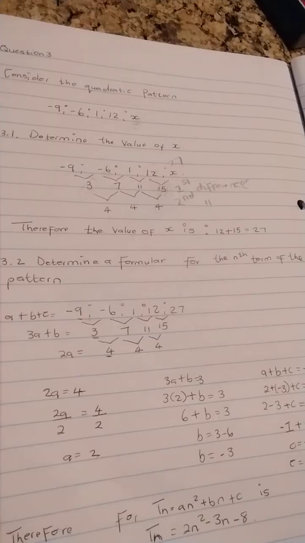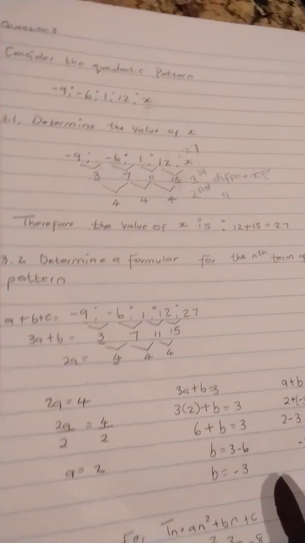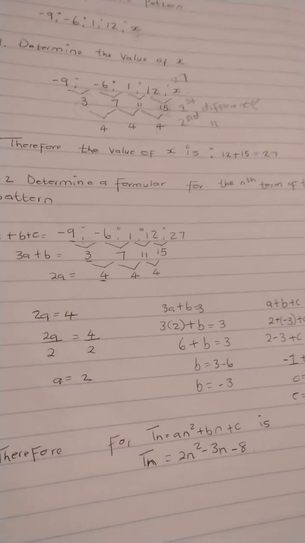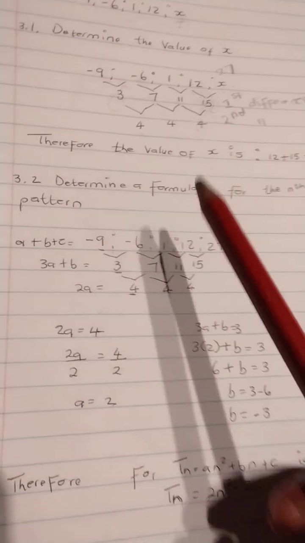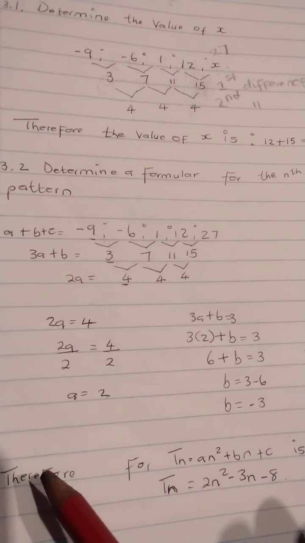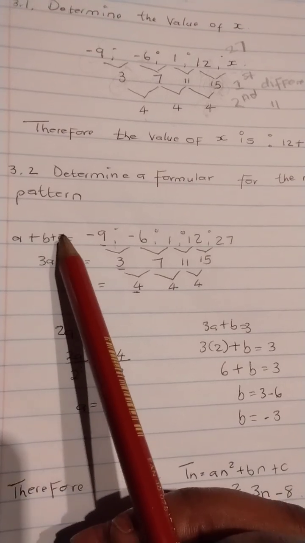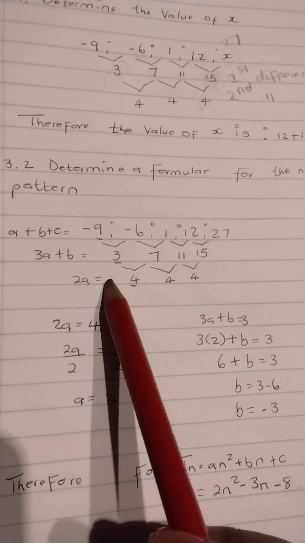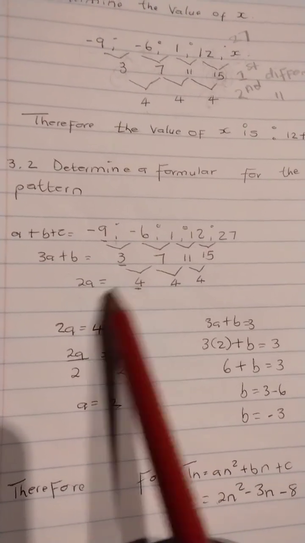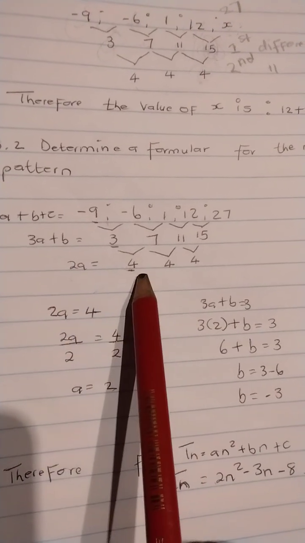The next question says that we must determine the nth term of the pattern, meaning the formula. Determine a formula for the nth term of the pattern. Okay, so with a quadratic sequence, we have three things that we are working with. We are working with 2a, 3a plus b, a plus b plus c. Note that 2a equals our first value of our second difference. This one doesn't really match because the second difference, either way, is the same. But it equals the first value of our second difference, which is a 4.